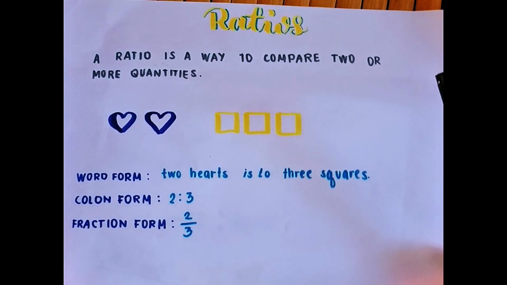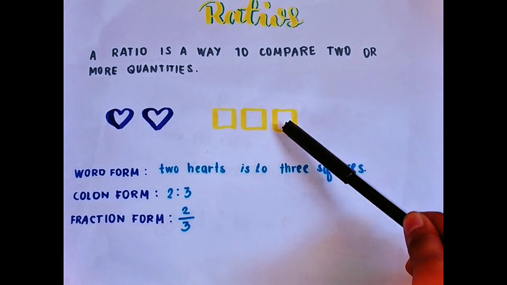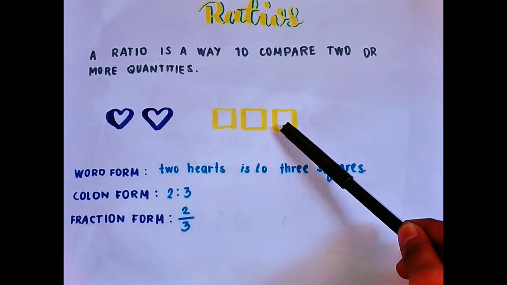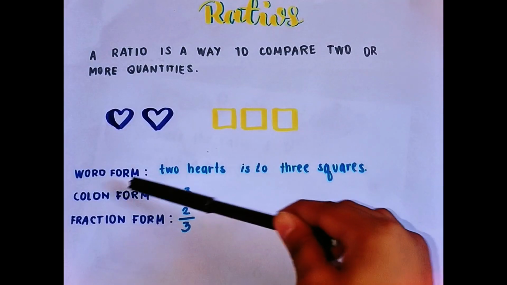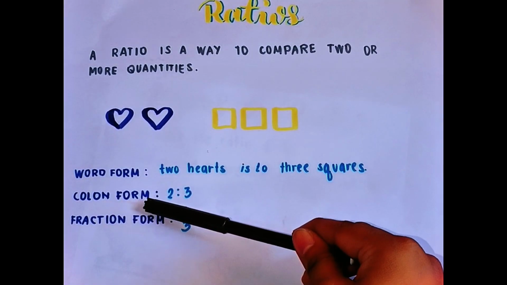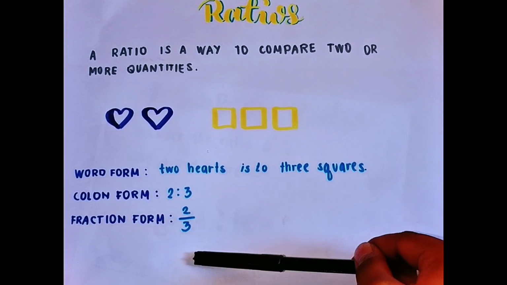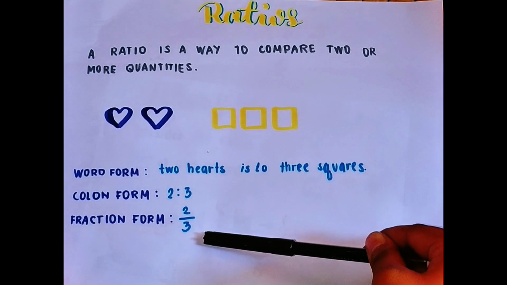Look at the figure below. We have here 2 hearts and 3 squares. We can write this in 3 forms. In word form, 2 hearts is to 3 squares. In colon form, 2 is to 3. Fraction form is 2 over 3.